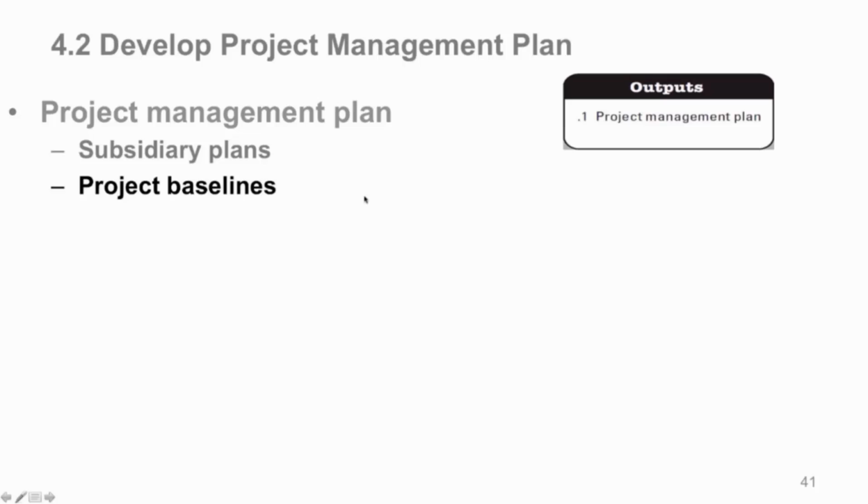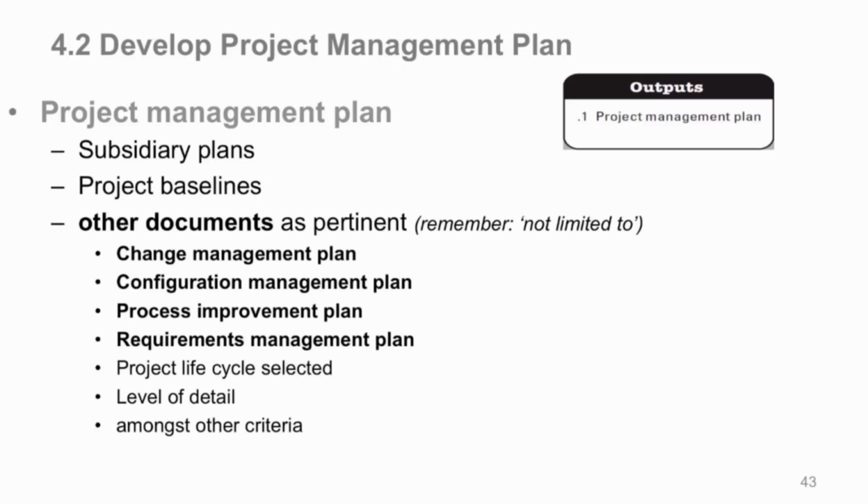And the second thing that you get within your project management plan are your baselines, and those are your scope, schedule, and cost, your triple constraint baselines. So your subsidiary plans, all your management plans, and the baselines are all part of the project management plan. In addition to these items, change management, configuration management plan, your process improvement plan, your requirements management plan. If you've selected a particular life cycle, you want to put that in the plan.